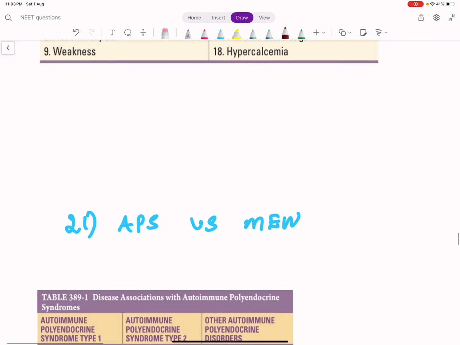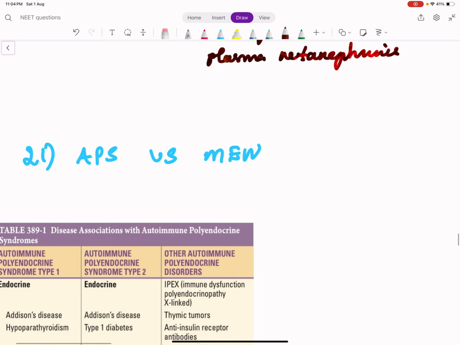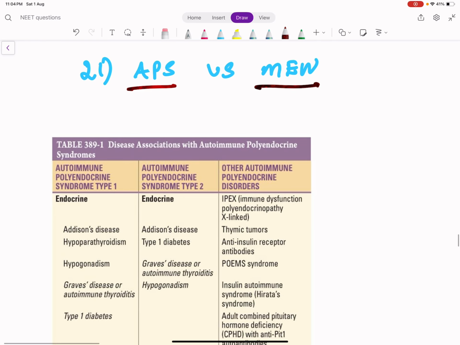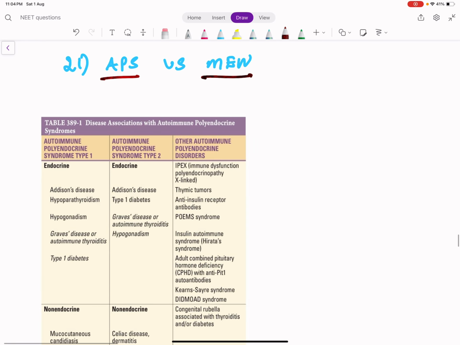So how will you diagnose this? By metanephrines. Urine metanephrines, urine or plasma metanephrines. Okay. Just a few important things we'll discuss very shortly.